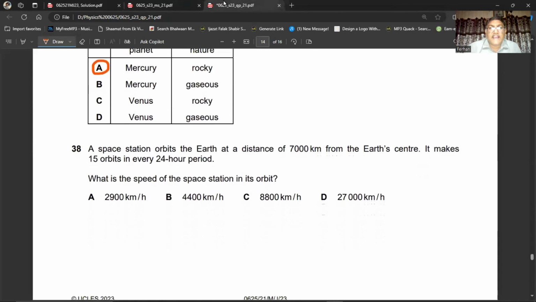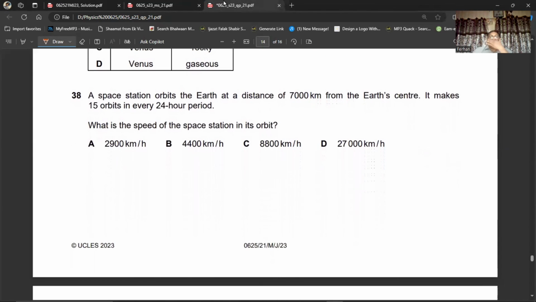Question number 38. It says a space station orbits the Earth at a distance of 7,000 kilometers from the Earth's center. It makes 15 orbits in a 24-hour period. So it takes 15 orbits around the Earth. What is the speed of the space station in its orbit, in kilometers per hour?